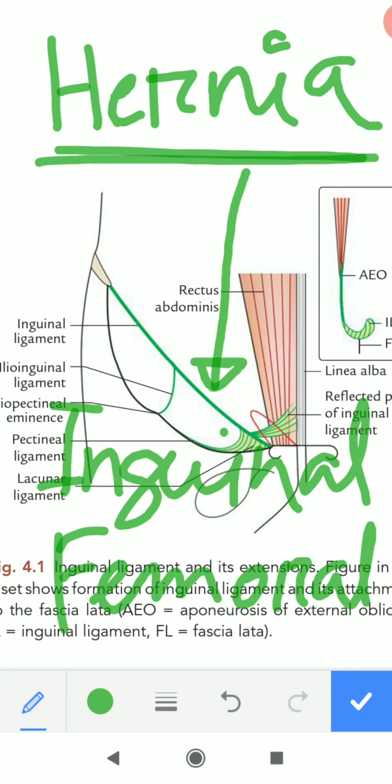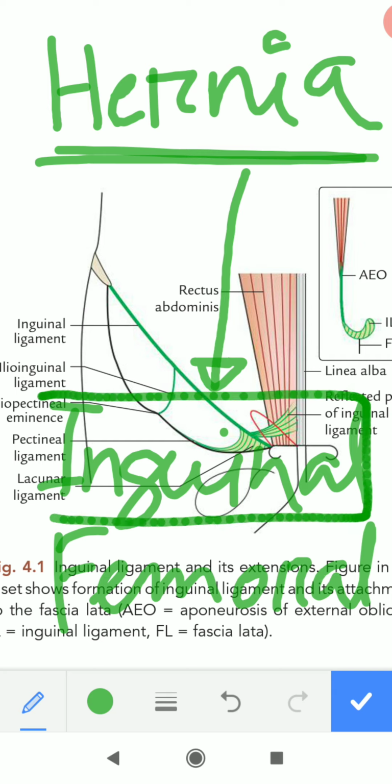And among all the hernia of our body, 75% of the hernias are of inguinal type. So the inguinal hernia constitutes 75% of all hernias in our body. So inguinal hernia is most important, and we have to know the ins and outs of this inguinal hernia. Later we will learn about this.